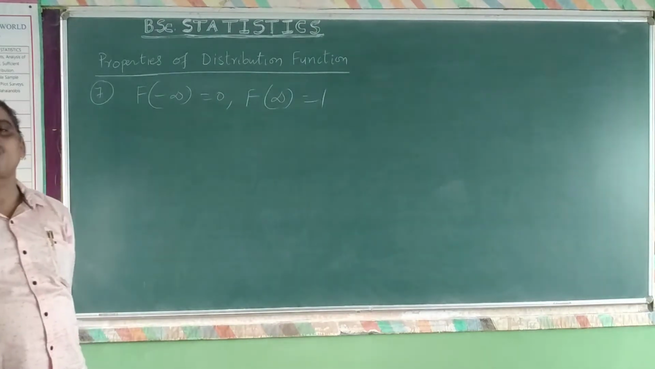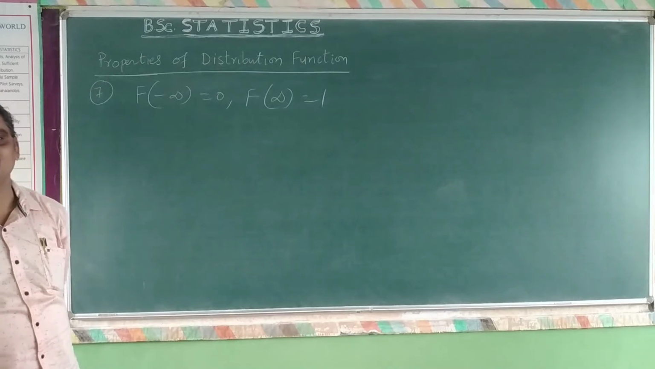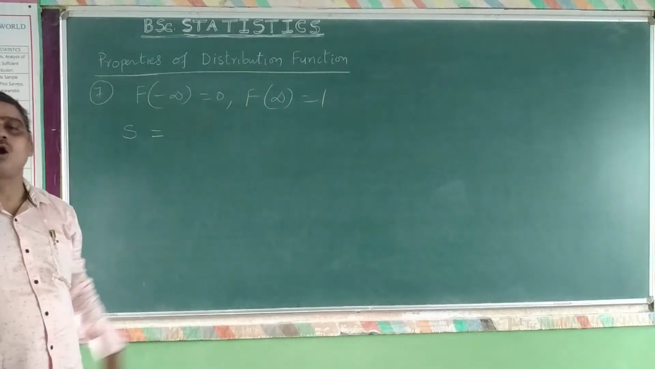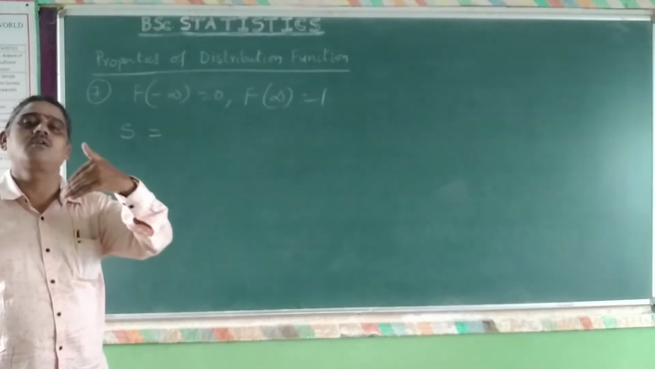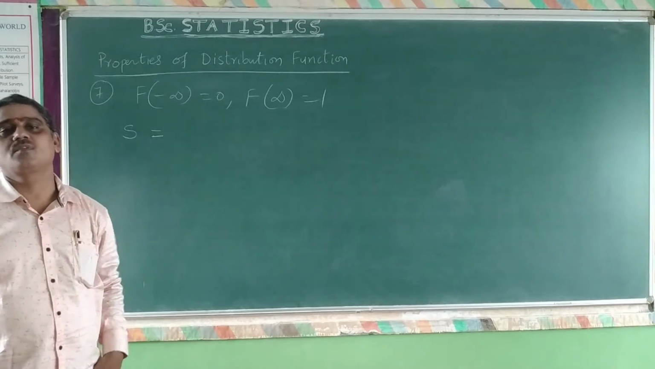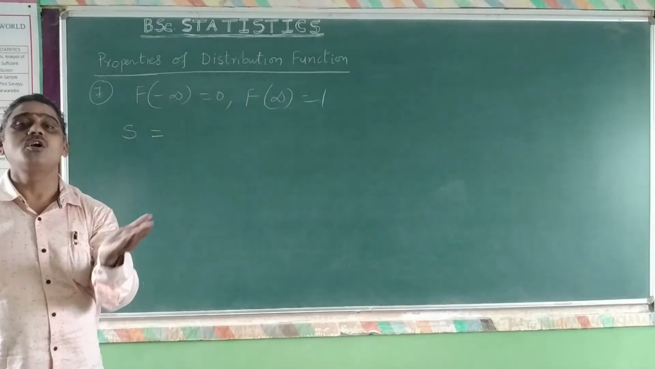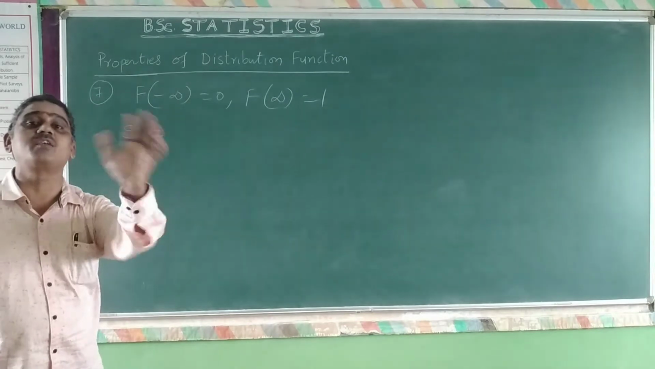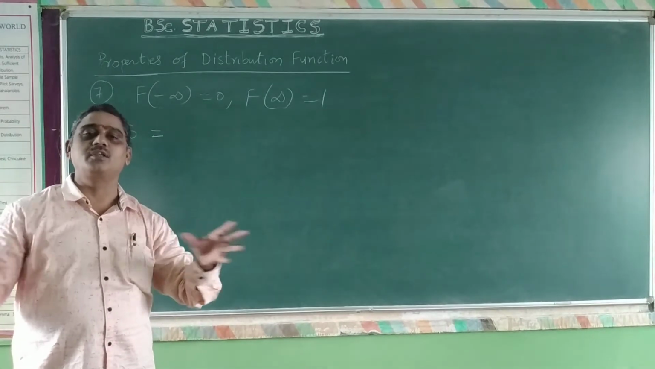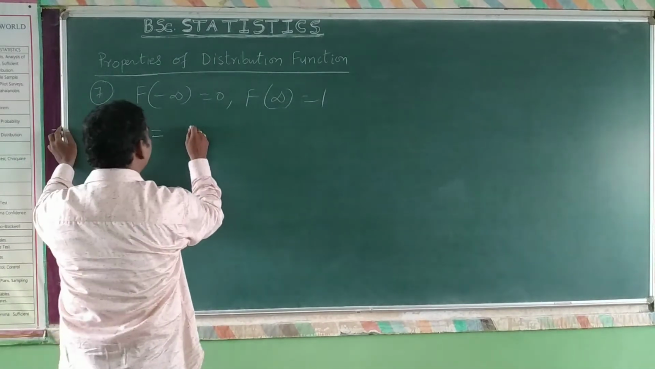To prove this property, I consider the sample space S. The sample space S is a union of a countable number of disjoint events. I consider the sample space S as a union of countable number of disjoint events, and I consider their union. That is nothing but S.